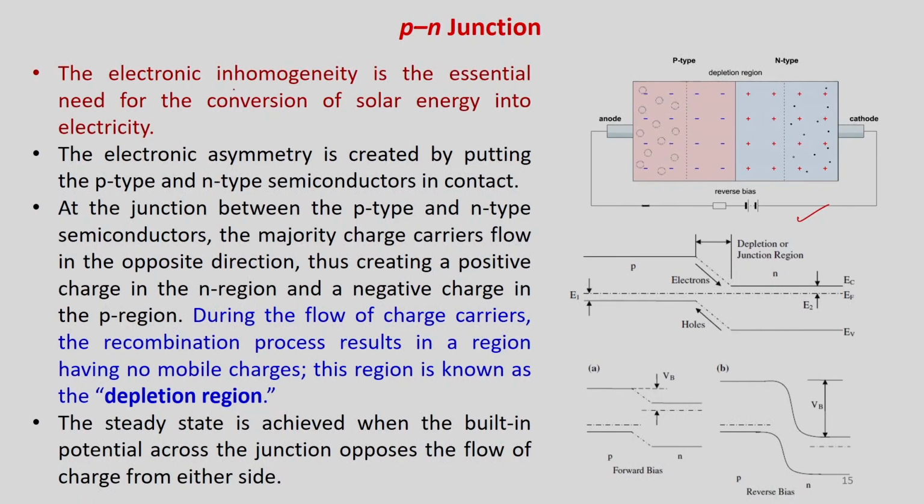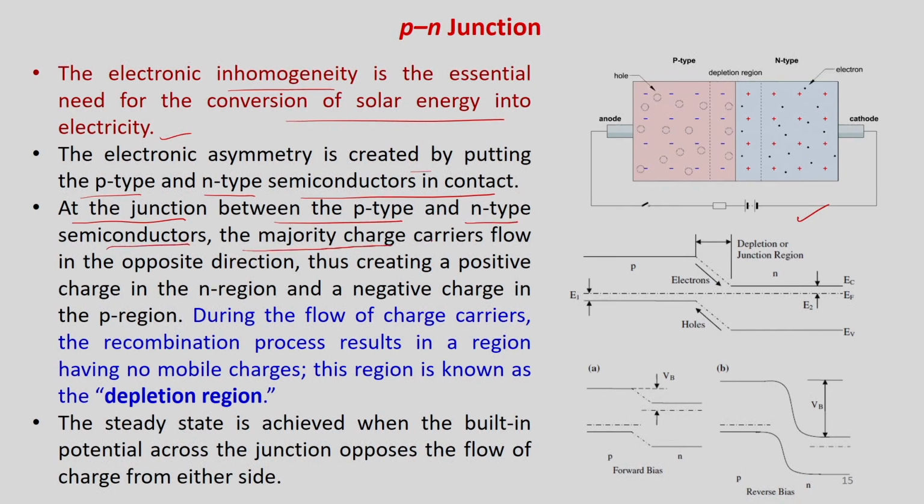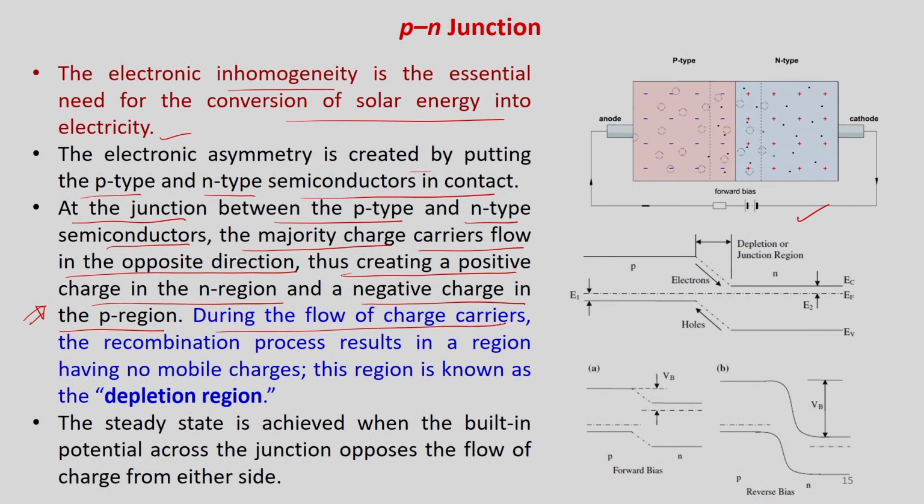Okay. So, now in summary, let us discuss these points. The electronic inhomogeneity or asymmetry is the essential need for conversion of solar energy into electricity. The electronic asymmetry is created by putting the p-type and n-type semiconductors in contact, right. At the junction between the p-type and n-type semiconductors, the majority charge carriers flow in the opposite direction, thus creating a positive charge in the n region and a negative charge in the p region. This part has already been discussed when we were discussing the working principle of solar cells. During the flow of charge carriers, the recombination process results in a region having no mobile charges. This region is known as the depletion region, right. So, this part is the depletion region.